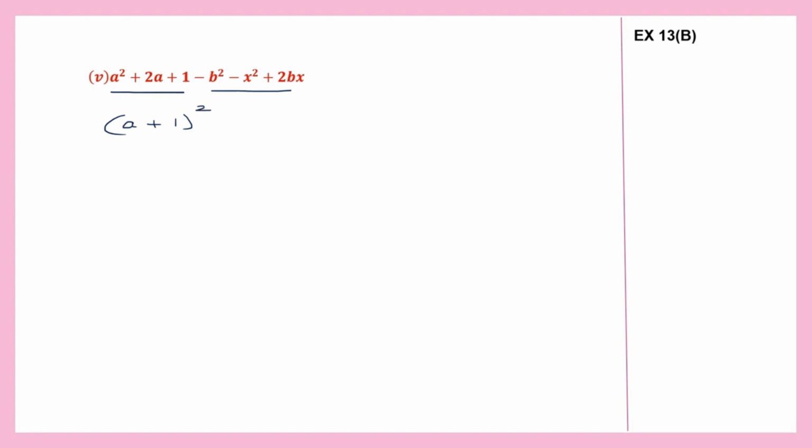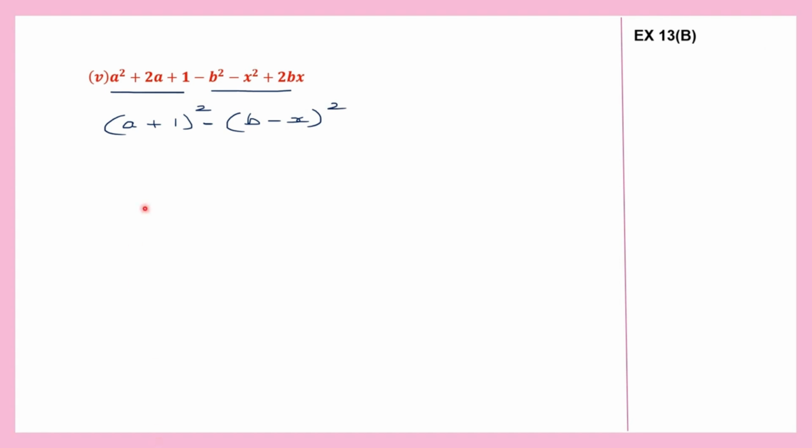This is a plus b the whole square. Okay, so if this is a plus b the whole square, the answer will be a square plus 1 square plus 2ab, and b is 1. So if you square this, you will get this. Now let's go to the next part. Let's put minus here. Now here also you have b square minus x square plus 2bx. So this is also in the form of a minus b the whole square. But what is a? A will be b and b will be x. So this will be b minus x the whole square.